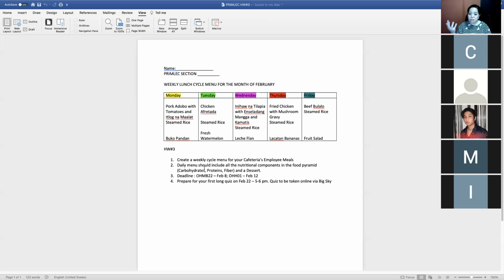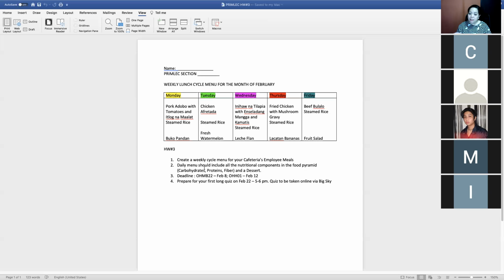So for Monday, I wrote down here pork adobo with tomatoes and itlog na maalat, steamed rice. All of the representatives of the food pyramid are present there. You have the carbohydrates from your rice, your proteins from your pork adobo, your vegetables from your tomatoes. And I have a very simple dessert of buko pandan.